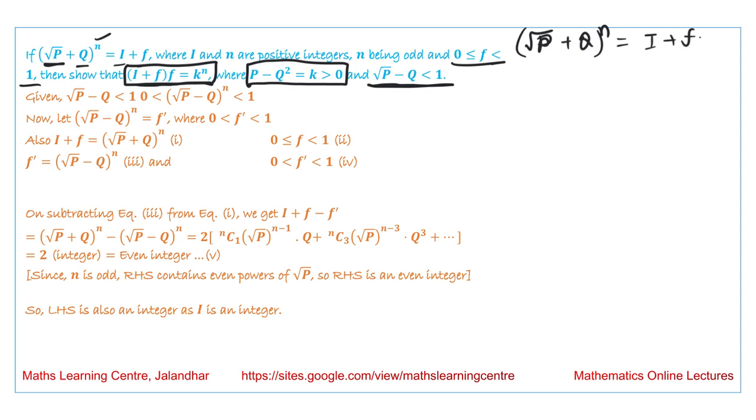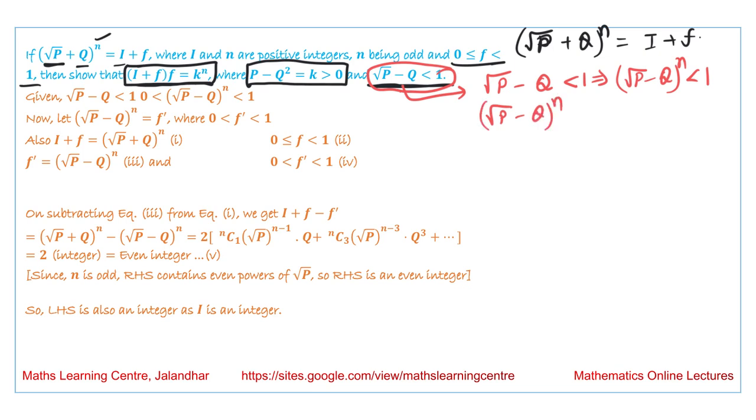Now as we have discussed in the previous case, we start with this. Square root of p minus q is less than 1. This implies that square root of p minus q raised to the power n is less than 1. It means we can write square root of p minus q raised to the power n as some f dash, where 0 is less than f dash is less than 1. It is being given that square root of p plus q raised to the power n is equal to I plus f, where the value of f lies between 0 and 1.